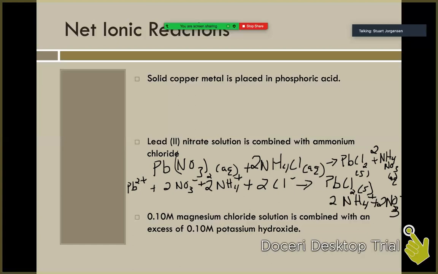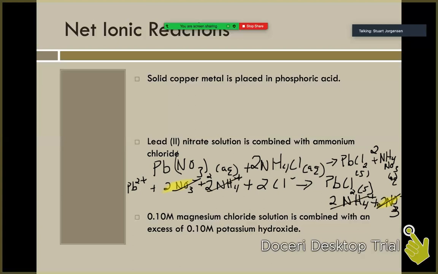Cool, so if we're looking for our spectators, we've got 2 nitrates floating around on the reactant side and 2 nitrates floating around after. They're in solution before and after, which means that those are going to spectate. They're not really participating in any active reaction. We have that as well for our ammoniums.